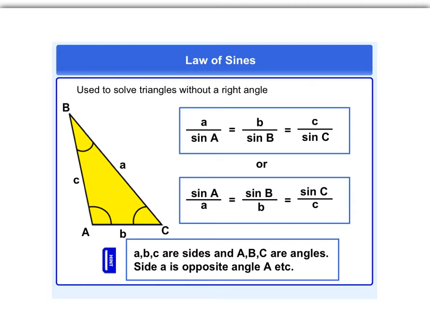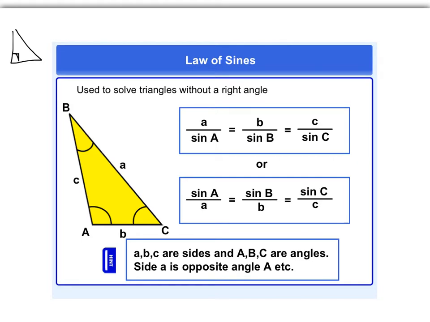This video lesson deals with the law of sines. Now, we've been working with SOHCAHTOA, and that's whenever we have a triangle with a right angle in it. So we have to have a 90-degree angle in our triangle, and then we can use SOHCAHTOA. But what do we do when we don't have a 90-degree angle in our triangle?